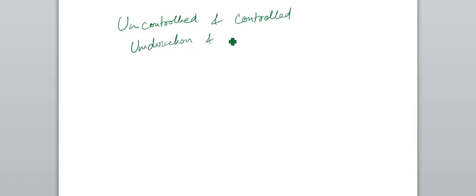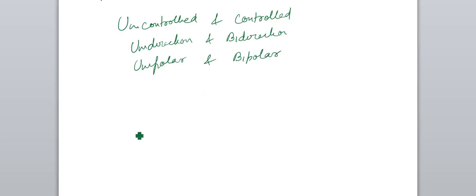Hello everyone. In the last lecture, we read about the types of devices: uncontrolled and controlled devices, unidirectional and bidirectional, and then unipolar and bipolar.